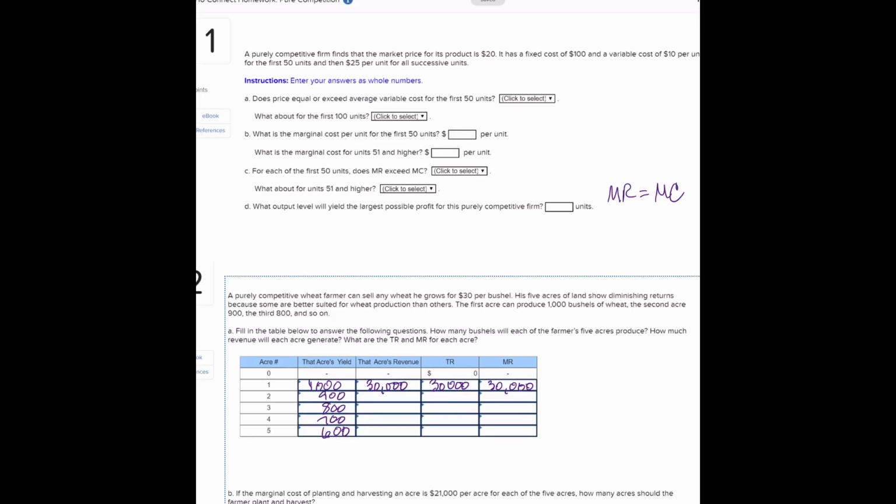Hello, Econ 150 students. This week, in our week 10 homework, we're looking at perfect competition or pure competition. So these homework questions are going to be related to that model.